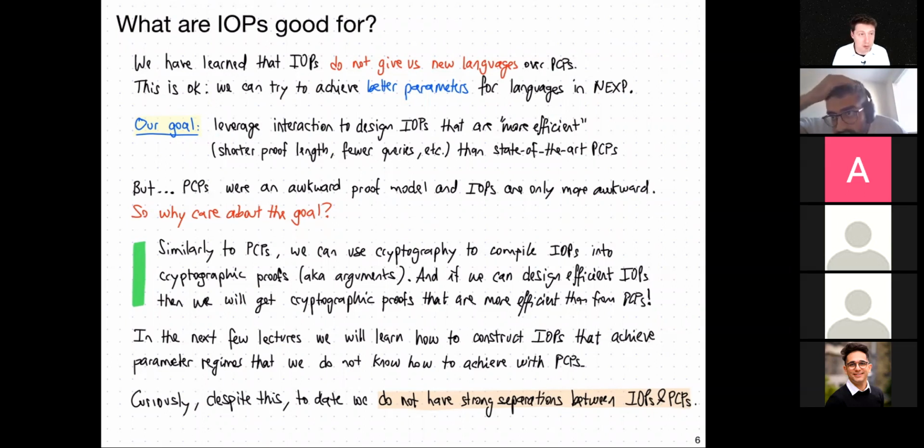Are we all comfortable with the motivation behind the study of IOPs? They can still be useful for cryptographic proofs, basically, and they will give us a bigger design space in which to achieve more efficiency. Great.